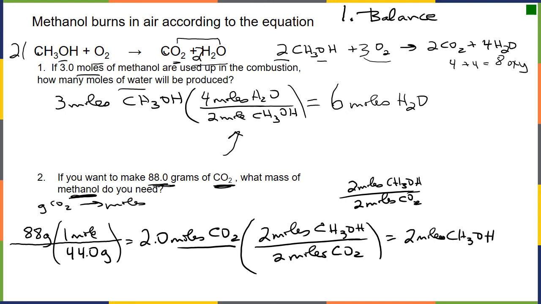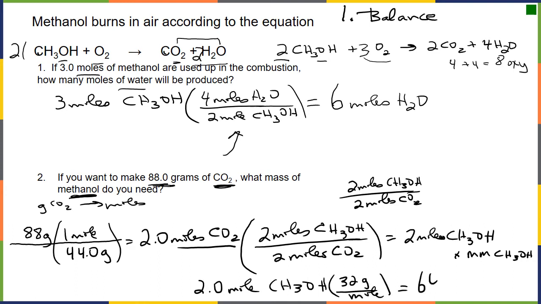If I want grams of methanol, I know I'm going to have to multiply by the molar mass of methanol. So I'm going to take my 2 moles of methanol, calculate the molar mass. The molar mass of methanol is 32 grams per mole. And I'm going to get a total of 64 grams of methanol that I need to make 88 grams of carbon dioxide.